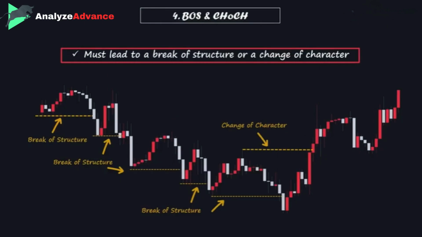Break of structure and change of character are essential signals that indicate whether the market will continue in its initial direction or will experience a reversal. To solidify our understanding of order blocks, let's examine more examples. Consider a series of bullish candles as illustrated.